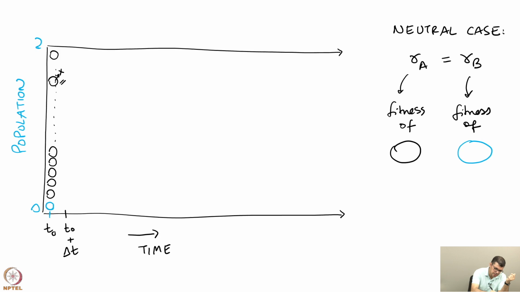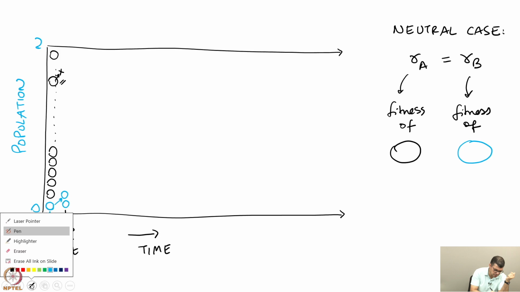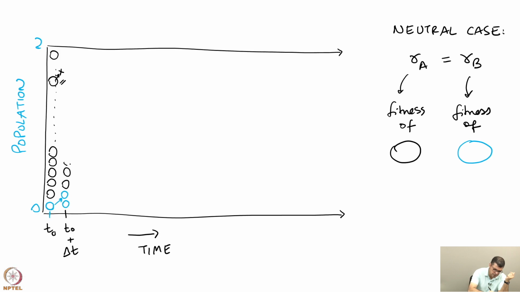Now, it is possible that this individual was the one which did not reproduce and our blue individual was the one which reproduced. So, in this case at t naught plus delta t, the population is going to be 2 individuals of the blue kind and n minus 2 individuals of the black kind, and so on and so forth. Of course, it is more likely that one of the black individuals has replicated and the system stays at 1 blue type and n minus 1 black type in the delta t time. So, all those possibilities remain.